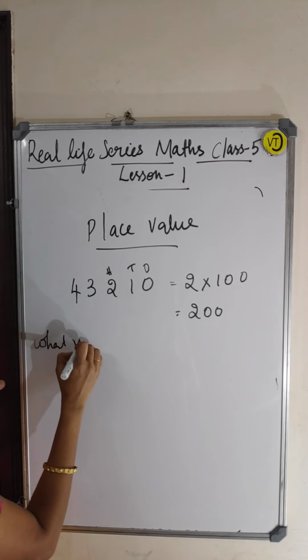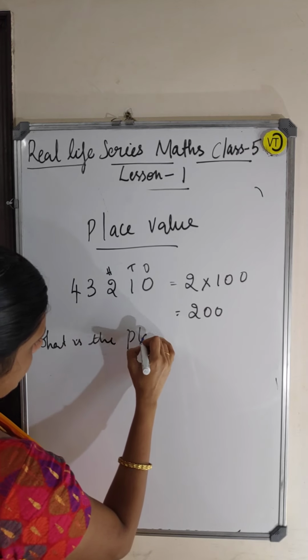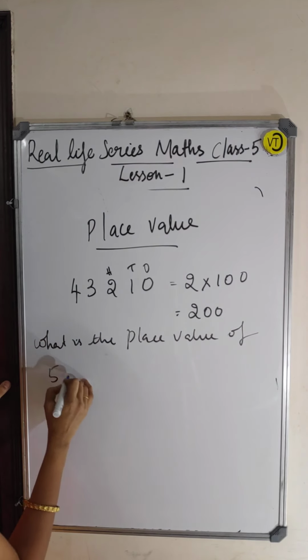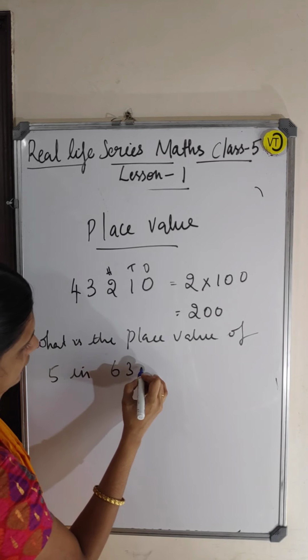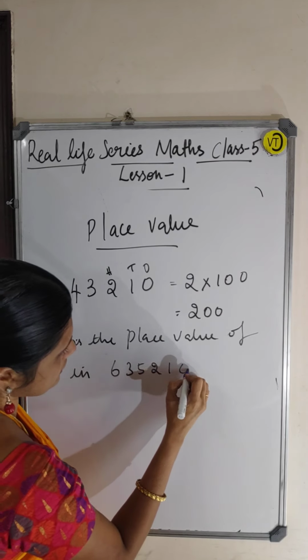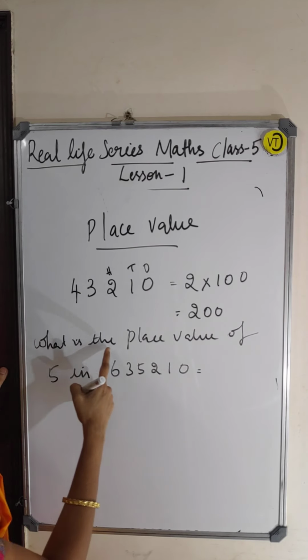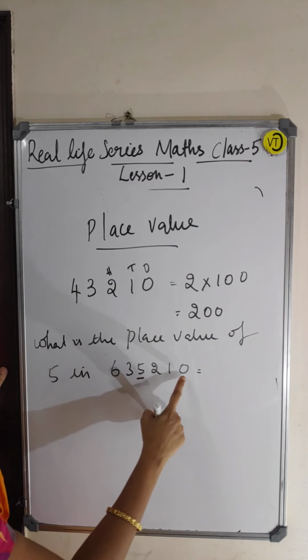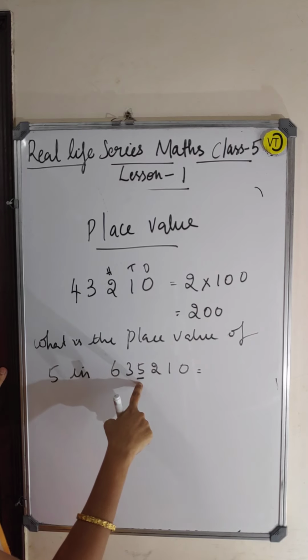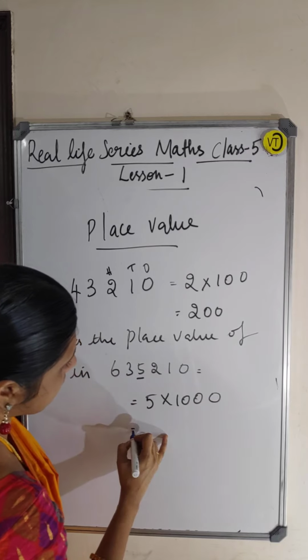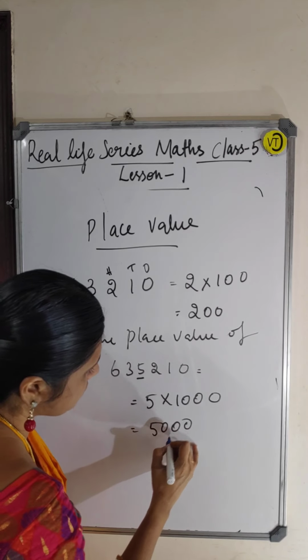So what is the place value of 5 in 6, 3, 5, 2, 1, 0? Here, what is the number? What is the place value of 5? So ones, tens, 100, 1,000. So I can write 5 into 1,000. That is 5,000, the place value for you.